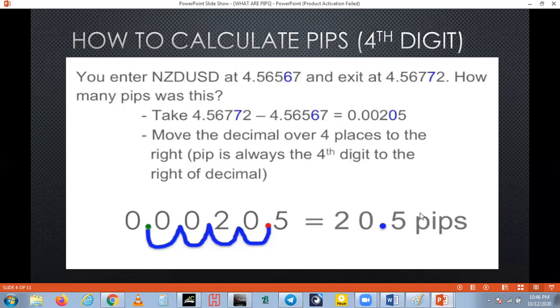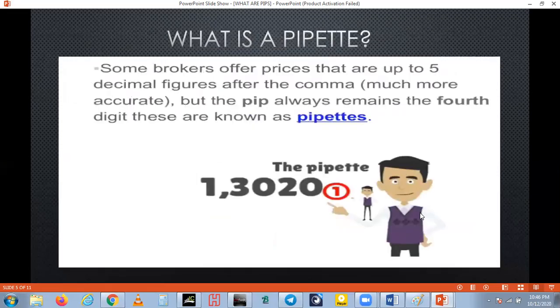Let's continue. Some brokers offer prices that are up to 5. Some will not just give you 4 numbers after the decimal point. Most of them will give you 5 numbers after the decimal point. So some brokers offer prices that are up to 5 decimal figures after the comma, but the pip always remains the fourth digit. These are known as the pipet.